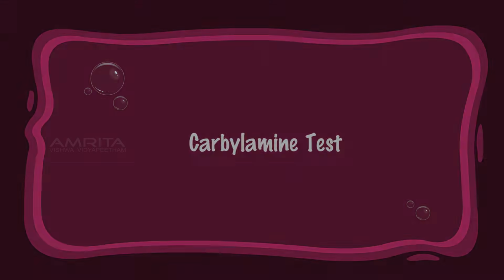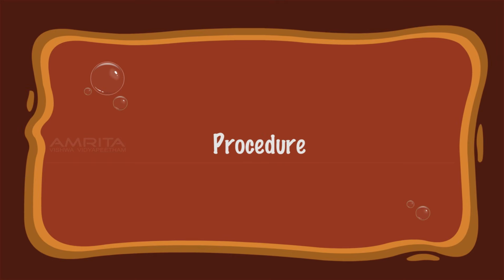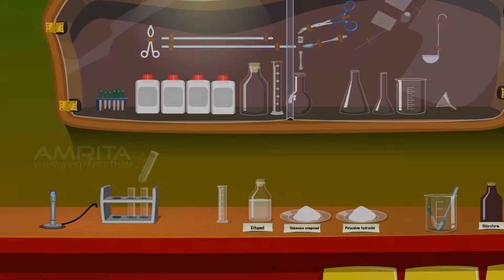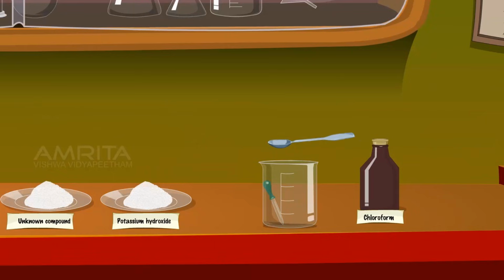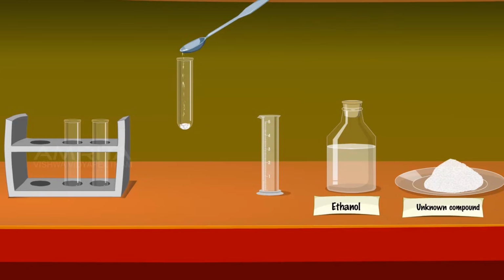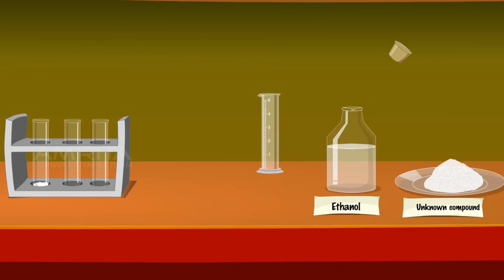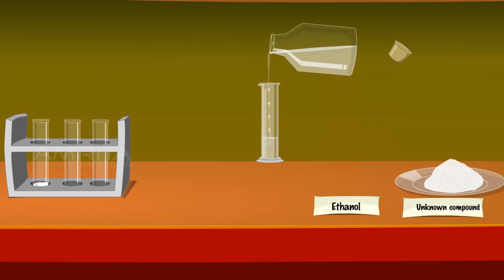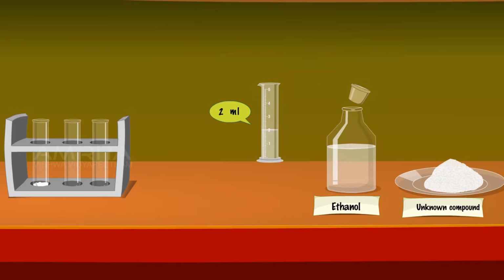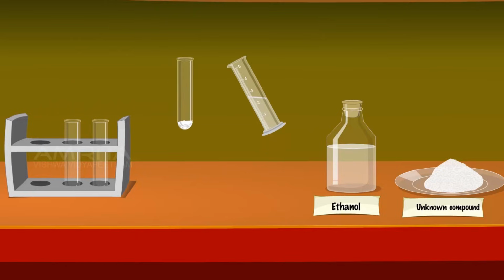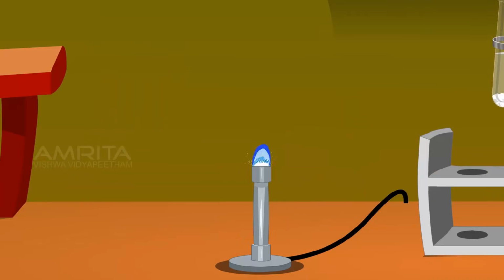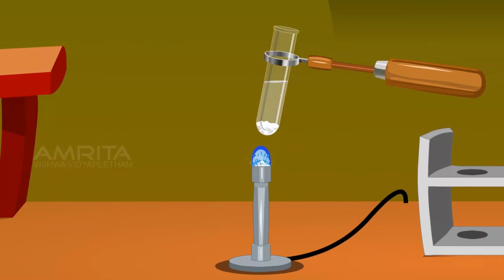Carbylamine test. Procedure. Take some potassium hydroxide in a test tube. Add 2 ml of ethanol in a measuring jar. Add it into the test tube. Warm the test tube until potassium hydroxide dissolves.